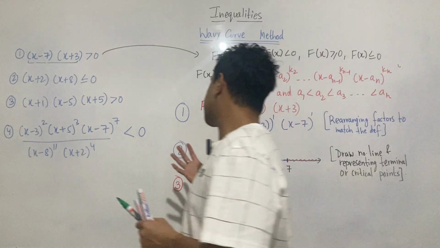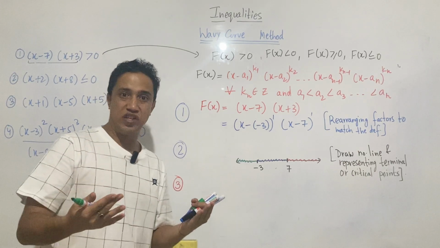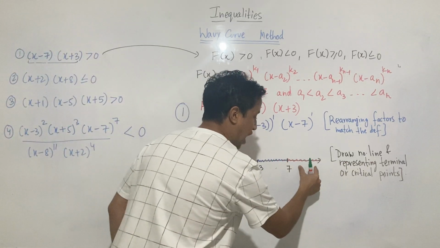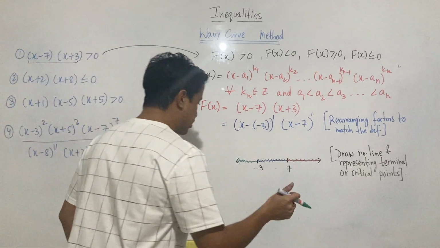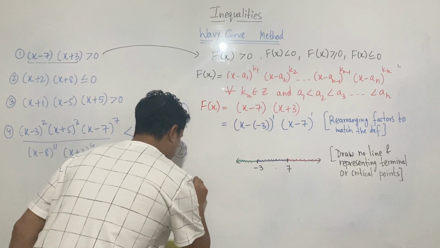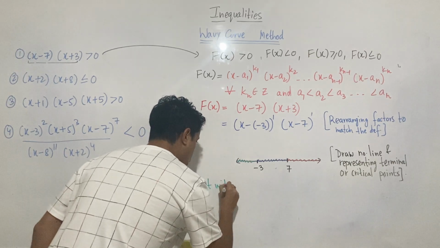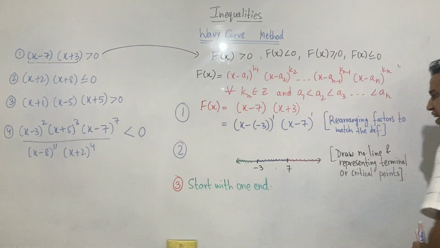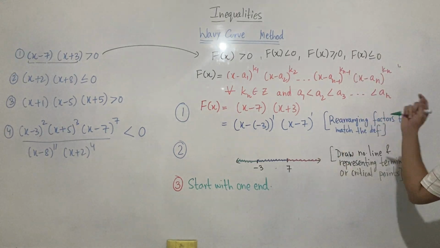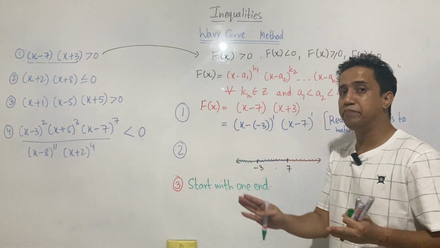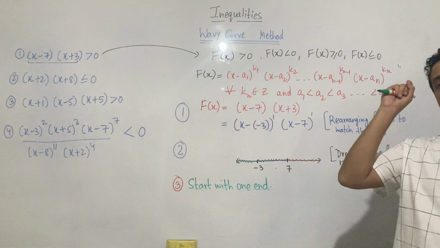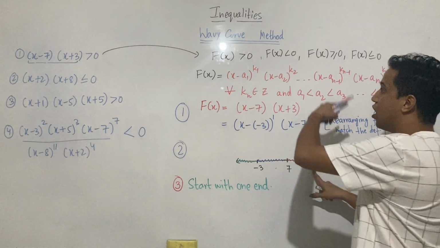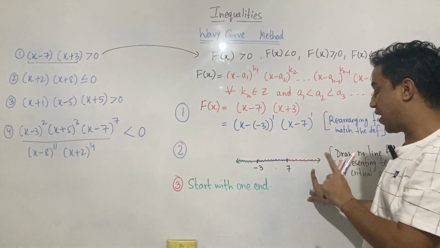Because I need one end to start with, I can choose either the extreme left end or the extreme right end. Here I have said that I will go with extreme right. So my step number 3 is start with one end. You can take extreme left or you can take extreme right. Here I'm taking extreme right. Now when I take the extreme left or extreme right end, I have to take any value in that interval and check how the function is going to behave for that value in that particular interval.